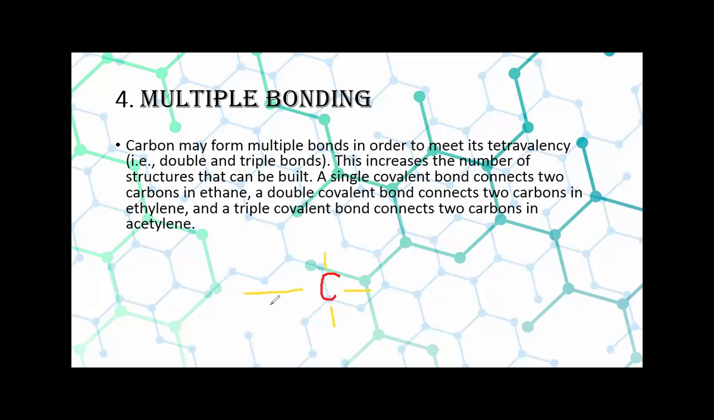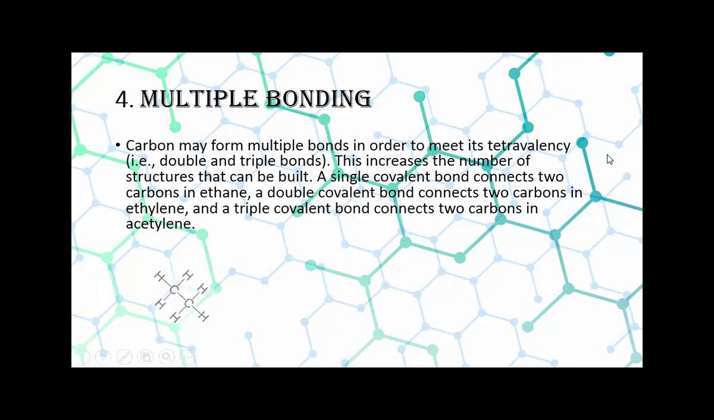This is basically the structure of carbon, and carbon has a tendency to form four covalent bonds with other elements. This increases the number of structures that can be built. For example, here all the bonds are occupied by H, hydrogen. This forms methane. If we replace the hydrogen with another element like chlorine, it forms another compound, chloroform. Then if we replace it with N or oxygen or any other element, a new compound will be formed. So this property of multiple bonding of carbon makes possible the formation of a large number of organic compounds in nature.